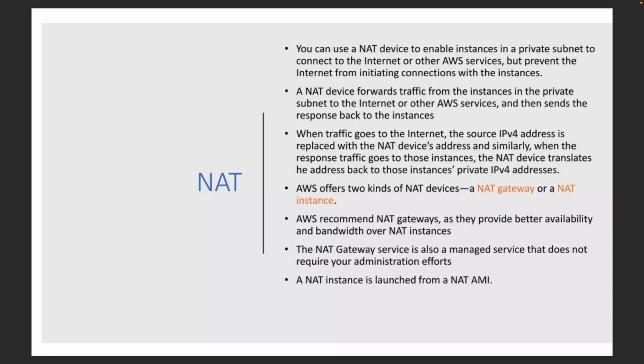So what a NAT device does is it forwards traffic from an instance in the private subnet to the internet or other AWS services, and then it sends the response back to the instances. So it pretty much just acts as an intermediary.